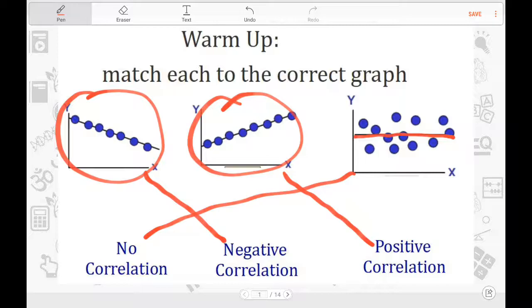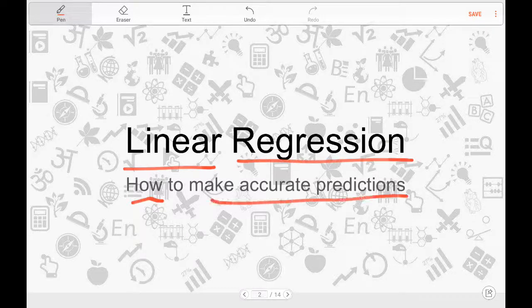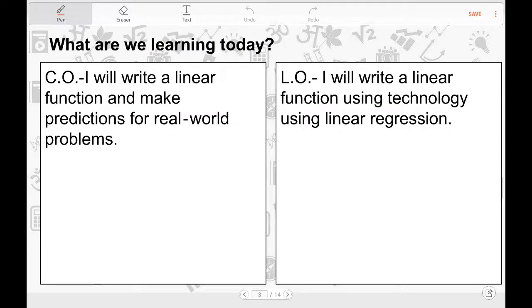Now, what we're going to talk about is linear regression and how to make accurate predictions using real-world examples. That's what we're going to investigate today. Follow along, take some good notes, and make sure you're following what the graphs look like. Our CO and our LO: I will write a linear function and make predictions for real-world problems, and I will write those linear functions using technology, using linear regression. We're going to use the calculator a lot, so make sure you have that handy on your Chromebook.